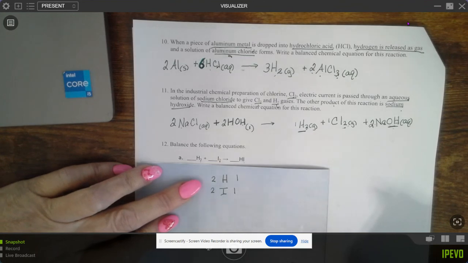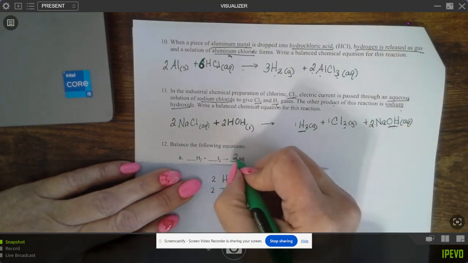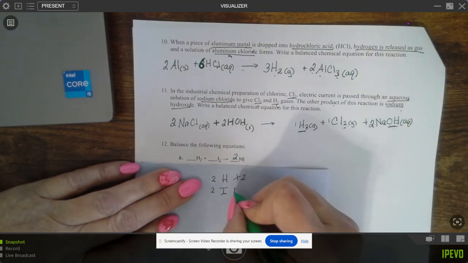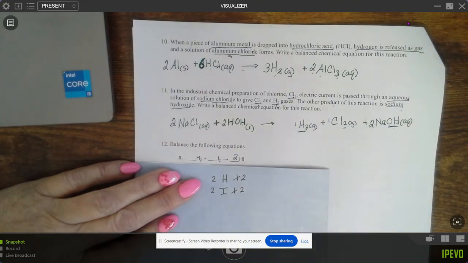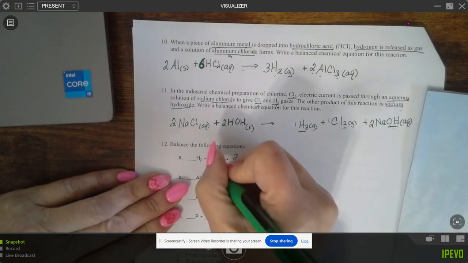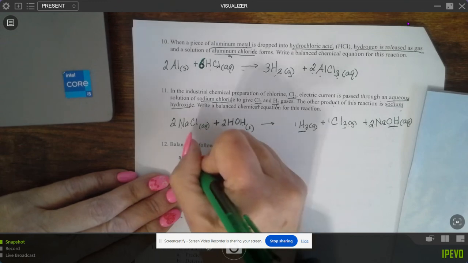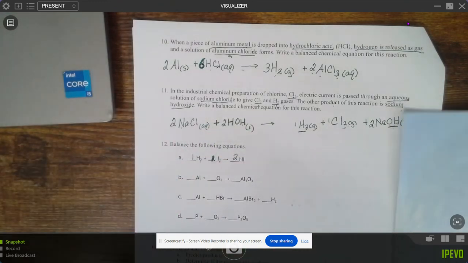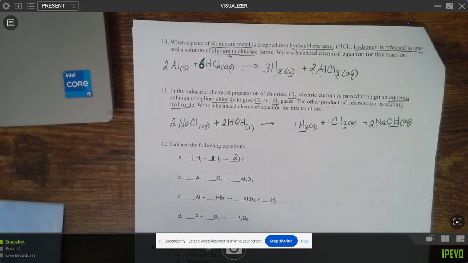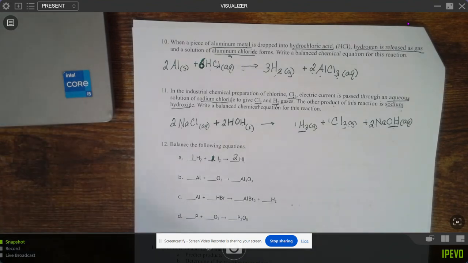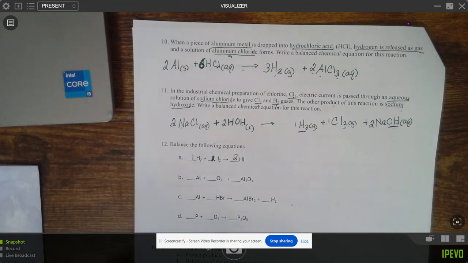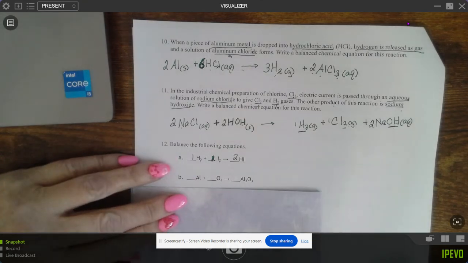So this one's pretty straightforward because all I really have to do is put a 2 here, and that gives me 2 hydrogen, 2 iodine. So that one was pretty easy peasy. Then I put a 1 in each of those. If you don't put a 1, it won't count against you.